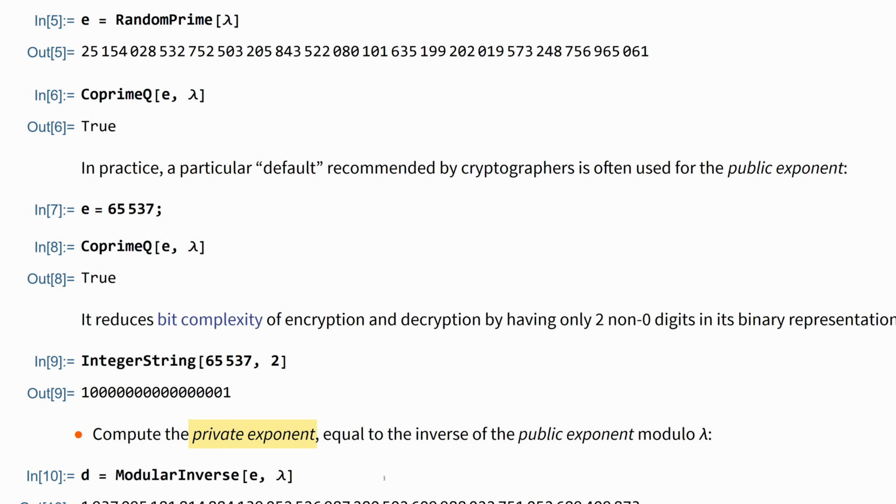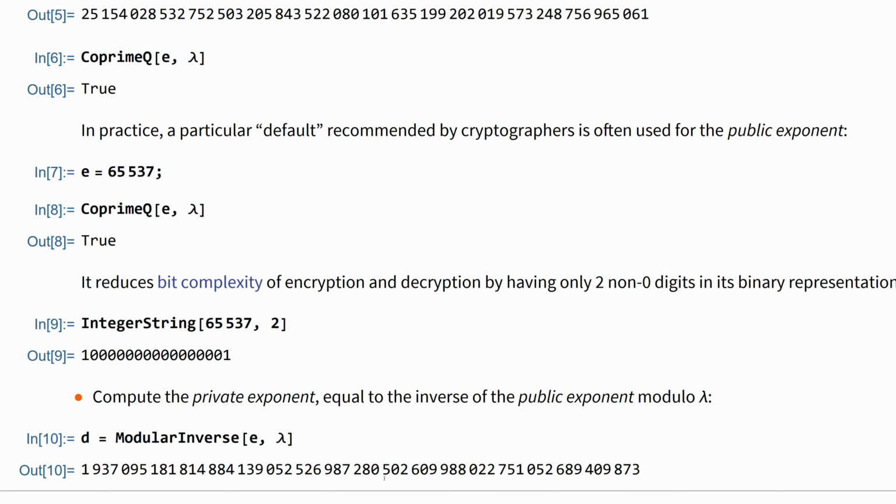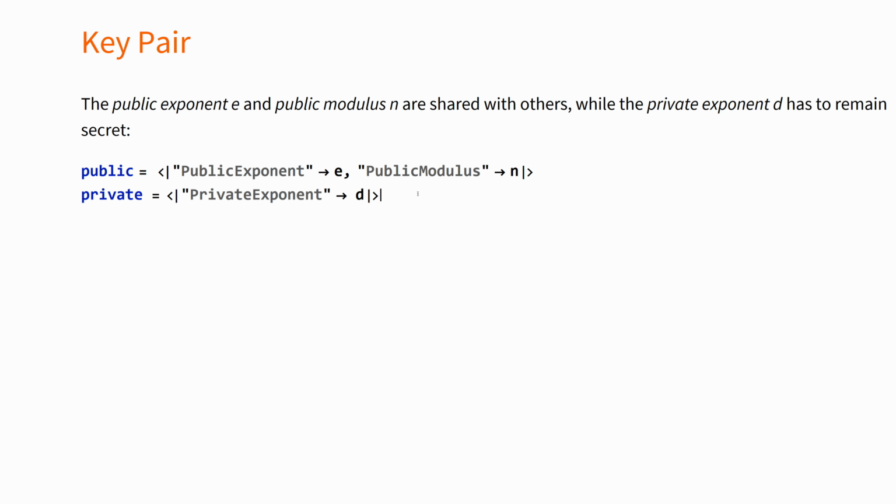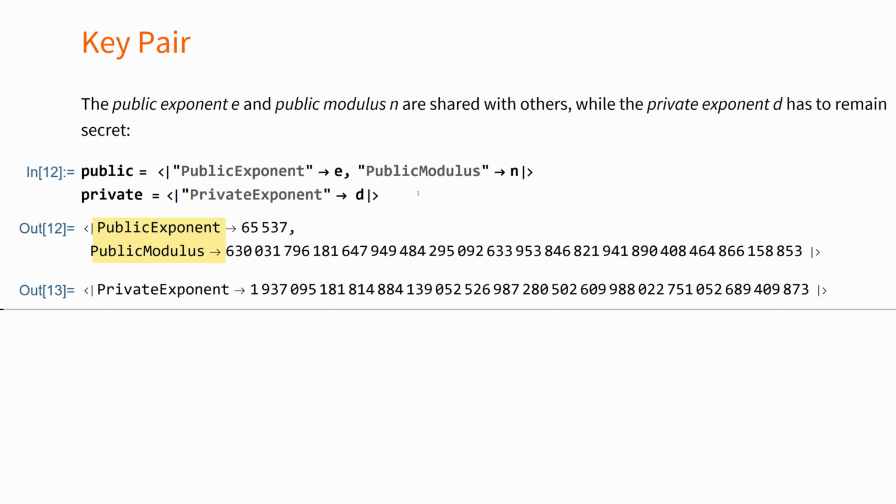Next, compute the private exponent d, which is the inverse of the public exponent modulo our Carmichael lambda. Well, that's it. Your key pair would look as follows. The public exponent e and public modulus n are shared with others, while the private exponent d has to remain secret.